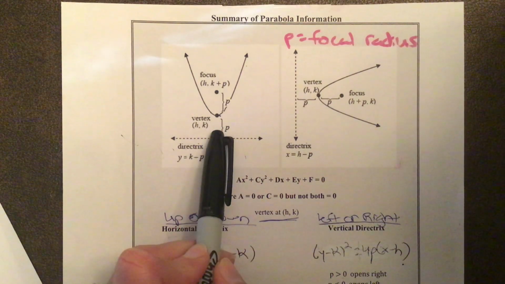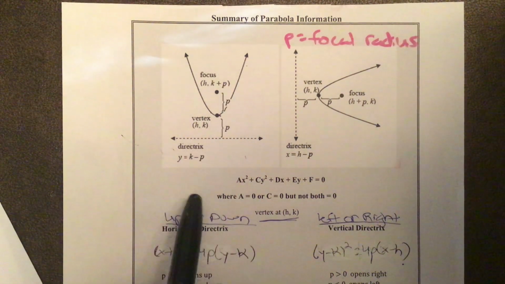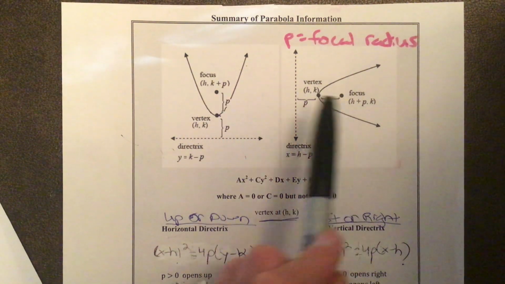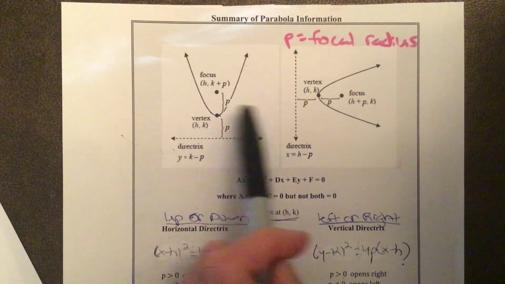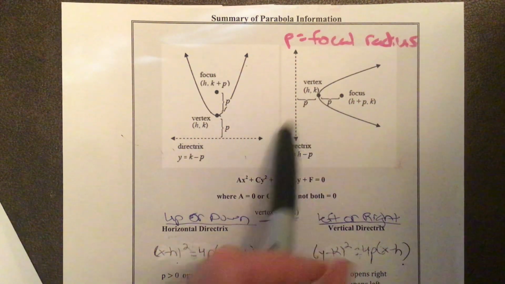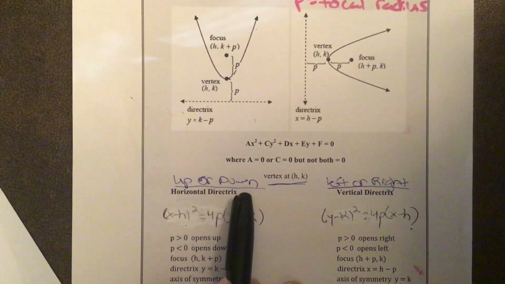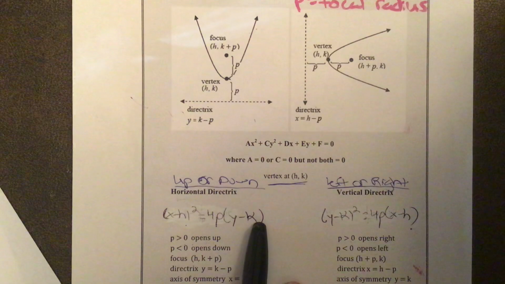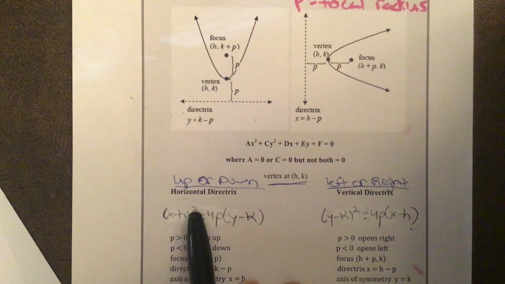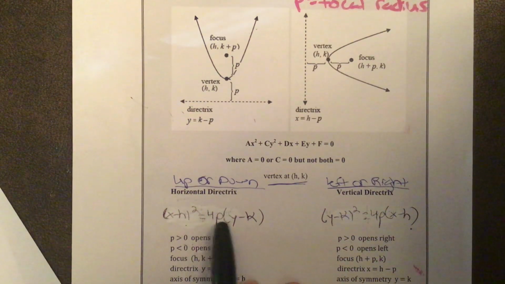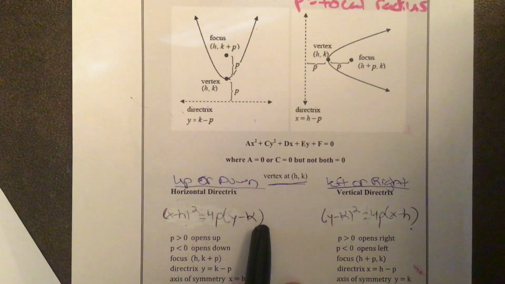Okay, and then parabolas. Basically, we can have parabolas that either open up or down, or open left or right. So these two pictures kind of show you what they would look like. So if the parabola opens up or down, okay, this is what our equation is going to look like. (x minus h) squared equals 4p times (y minus k).